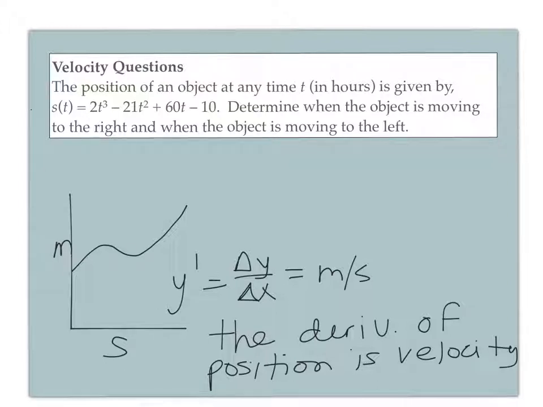So here it says the position of an object at any time t in hours is given by 2t cubed minus 21t squared plus 60t minus 10. Determine when the object is moving to the right and when the object is moving to the left.